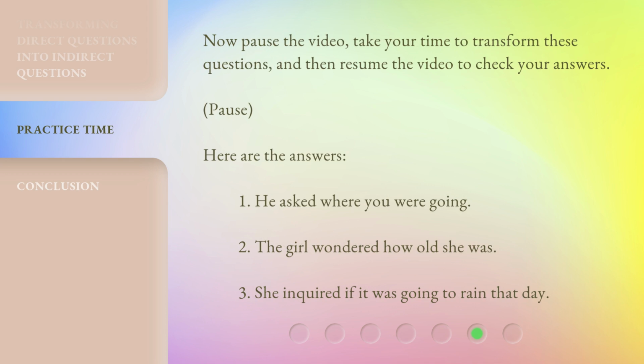Now pause the video, take your time to transform these questions, and then resume the video to check your answers. Pause. Here are the answers. 1. He asked where you were going. 2. The girl wondered how old she was. 3. She inquired if it was going to rain that day.